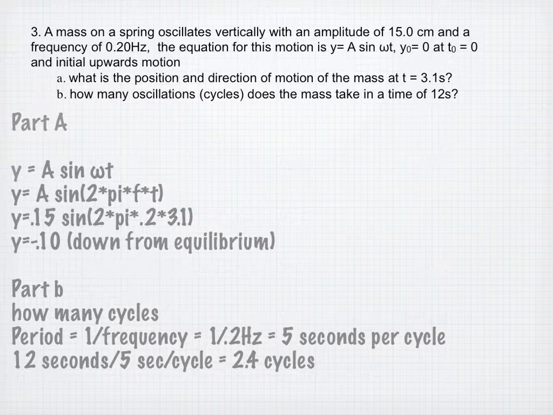So when we take the inverse of the frequency, we find that the period is equal to 5 seconds. So it takes 5 seconds for every cycle to occur. In 12 seconds, 2.4 cycles occur.